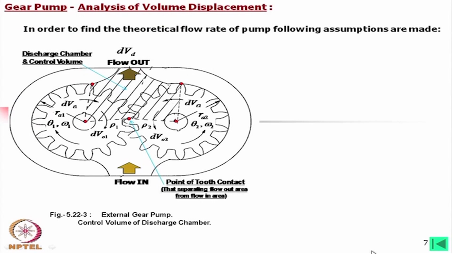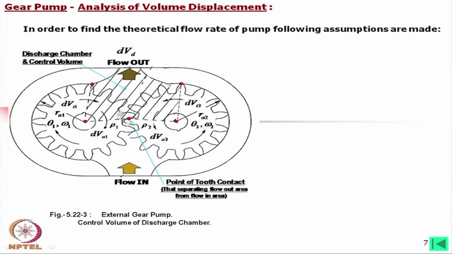Now, we will go for this analysis. As you see, these gears are rotating like this, and this is flow in and this is flow out. Here, look at these dimensions: RA1 is the tip circle radius, which is also called the addendum circle radius. RA1 is for gear 1, which we have considered the driving gear, and RA2 is for gear 2, the driven gear.